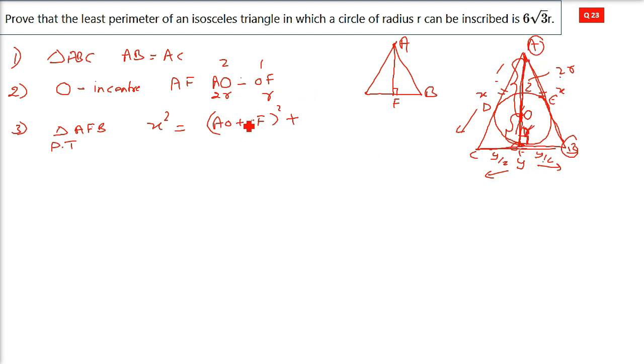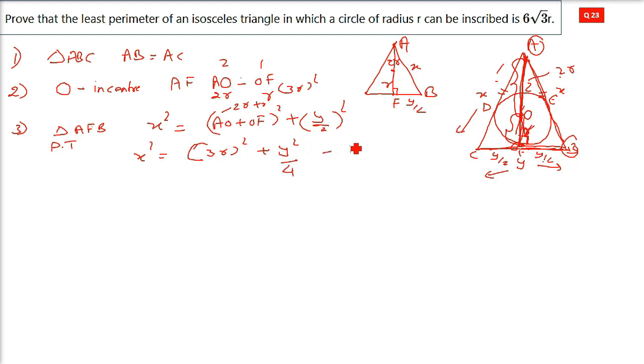Now we have X square equals AO plus OF whole square plus Y by 2 whole square. Again, this is Y by 2, this is X, and assume that there is a point O here. So OA will be 2R, OF will be R. So AO is 2R, OF is R, so the combined length is 3R. 3R whole square is 9R square. And here you have Y by 2 whole square, so Y square by 4. Okay, now this is the first equation you have.